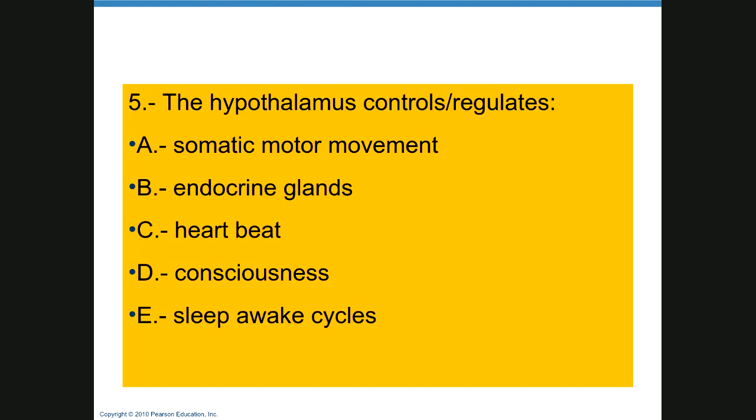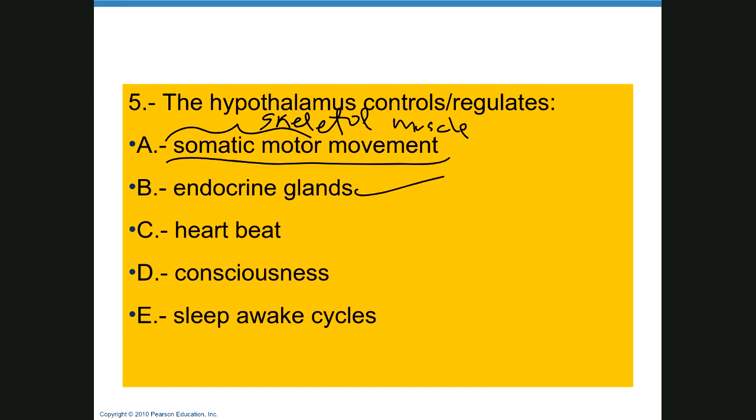So the hypothalamus controls, regulates. It does not regulate somatic motor movement, because somatic motor means skeletal muscle, and that is voluntary. The hypothalamus is in charge of autonomic function, which is smooth muscle and cardiac muscle, and is involuntary. It is in charge of regulating endocrine glands, heartbeat, and sleep-awake cycles, but not consciousness, that's somewhere else.